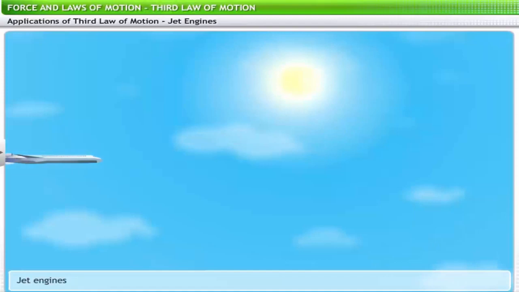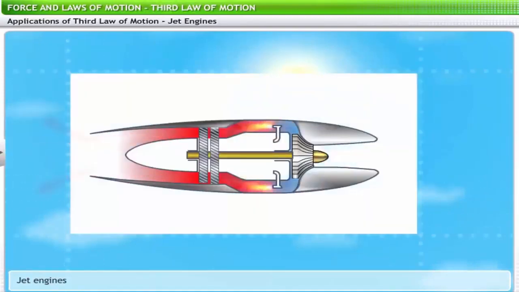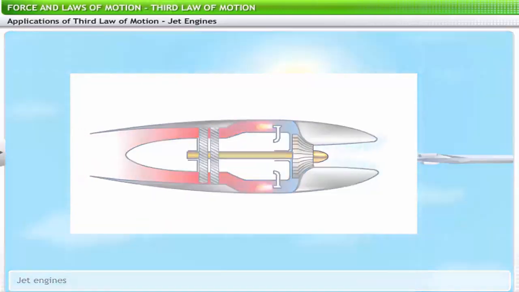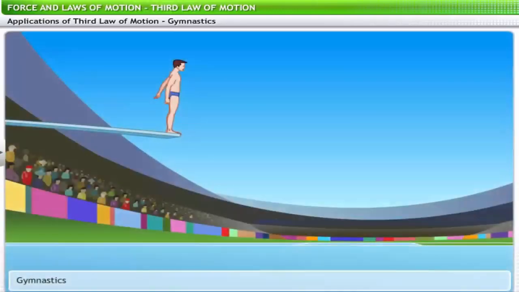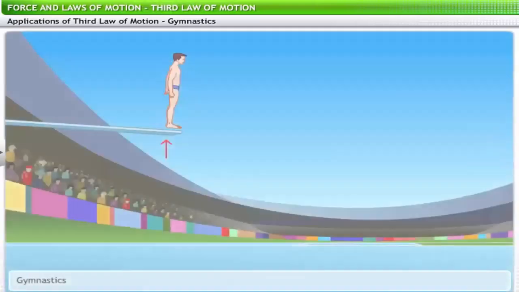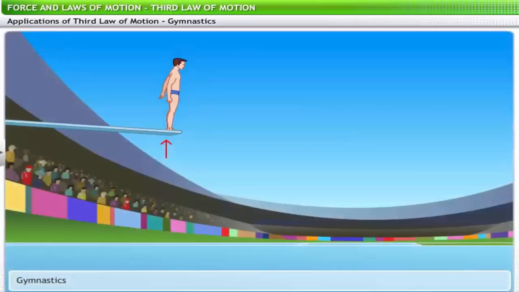Jet engines also work on a similar principle. A jet engine pushes air backwards during flight. As a reaction, the aircraft is pushed forward. If you like swimming and diving, you must be familiar with the diving board. During a swimming event, a gymnast hops on the free end of the diving board before jumping off. The hopping action pushes the board down. When the board is released, it pushes the gymnast up in reaction. The reactive force enables the gymnast to jump higher.